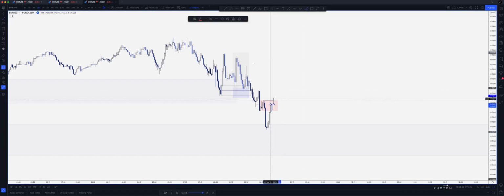Those inside bars, so that would be the reaction failing. So then you can enter anywhere within here. I've not drawn that accurately at all. Let's get it on there. There we go, and then down to here, and then that would be essentially your confirmation entry of the lower M15 zone.